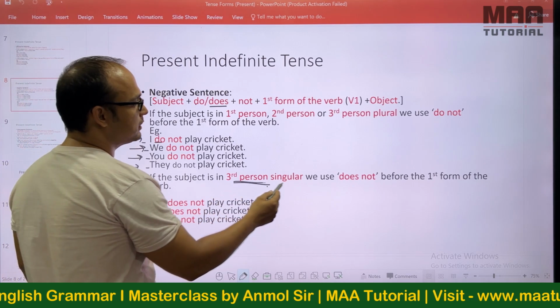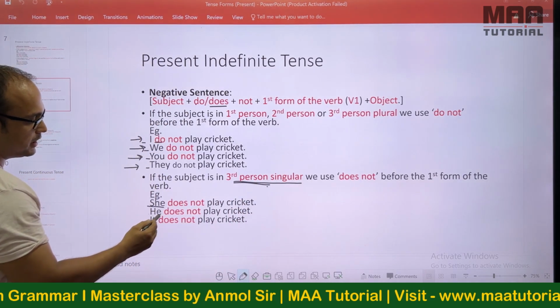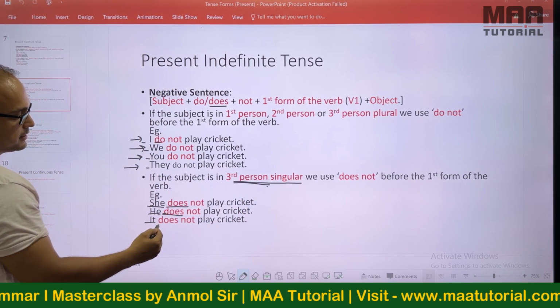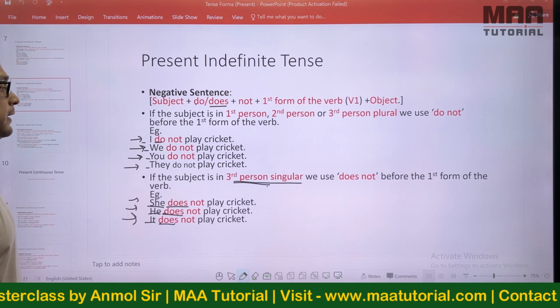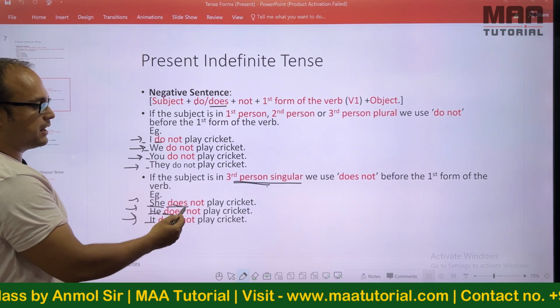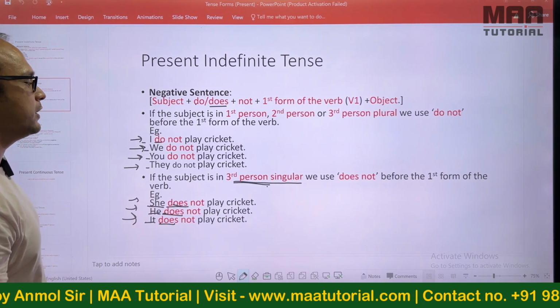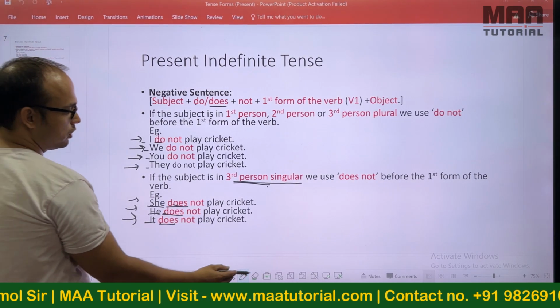But if the subject is in the third person singular, like she, he, or it, do becomes does. She does not play, he does not play, it does not play. Now play will stay play, because do has become does, so play will not become plays. Only one of them will change, both of them will not change.